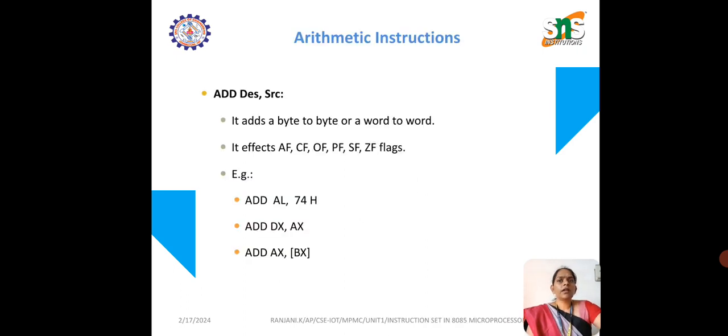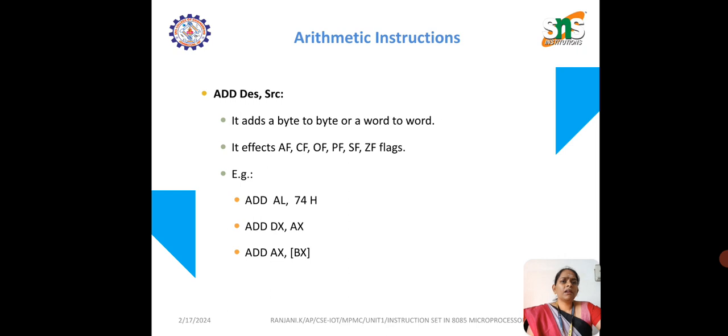Arithmetic instructions are addition, subtraction, multiplication, and division. This is a basic function of the register. The instructions of this group perform arithmetic operations such as addition, subtraction, increment or decrement of the content of a register or a memory location. Here it affects the AF, CF, OF, PF, SF and ZF flags.